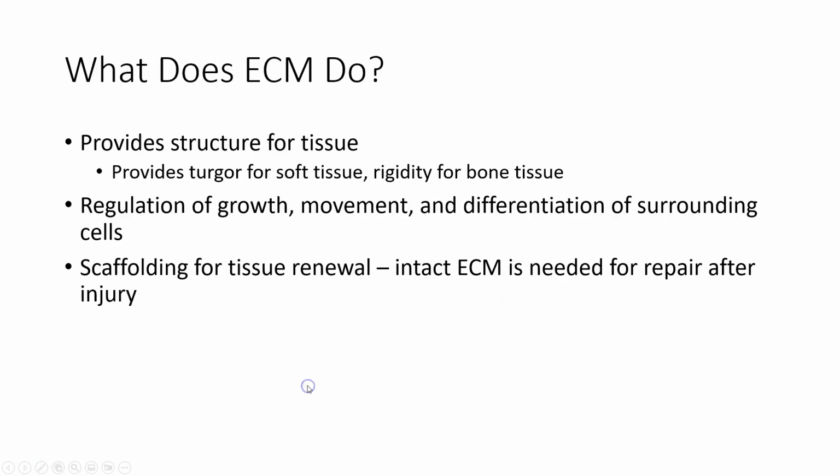And then what does the extracellular matrix do? Why do we need it? Well, it provides structure for our tissue. And so when we have soft tissue, it provides turgor and allows for tissue movement. And for bone tissue, it provides that rigidity. It also regulates growth, movement, and differentiation of cells that surround that extracellular matrix. And when there's injury, the extracellular matrix provides a scaffolding for tissue removal. And so it's vital for repair after an injury.